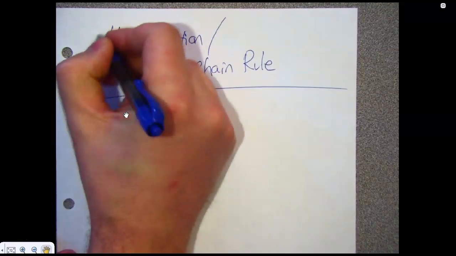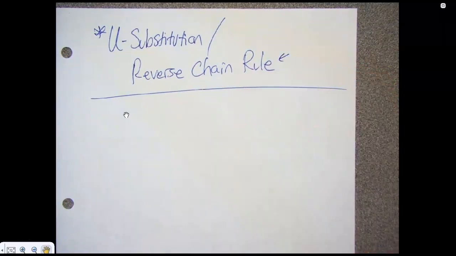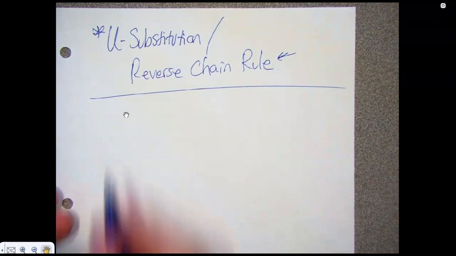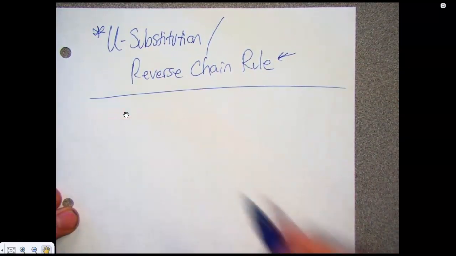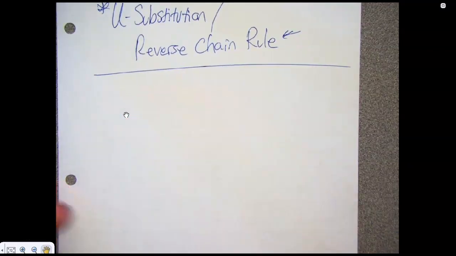So I'm going to start with the U substitution, which is the technical college proper way to do it, and then this reverse chain rule is my shortcut on it. So you can know what's coming. Let's start with just reminding us what chain rule is.